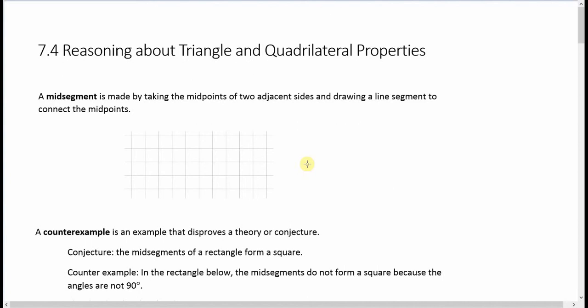So first, let's define what a midsegment is. A midsegment is made by taking the midpoints of two adjacent sides. That means adjacent means they're beside each other. And draw a line segment to connect the midpoints. Okay, so we need to start with the shape. Let's start with the quadrilateral.